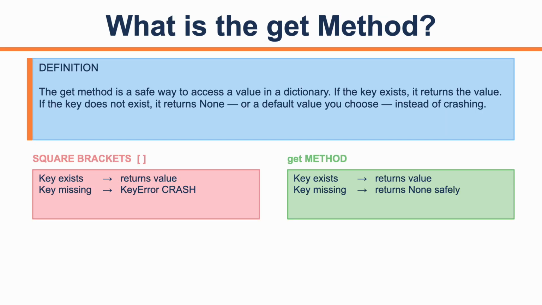The get method was built specifically to solve this problem. Instead of crashing on a missing key, it returns none by default, or any fallback value you choose. It is the safe alternative to square bracket access whenever you are not sure a key exists.